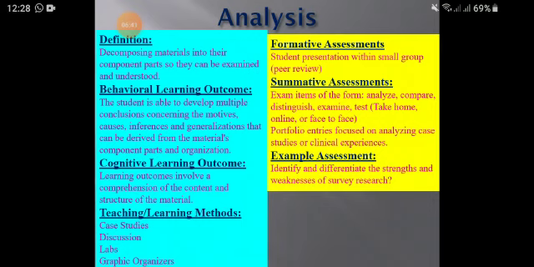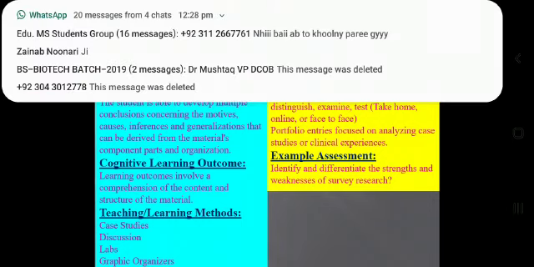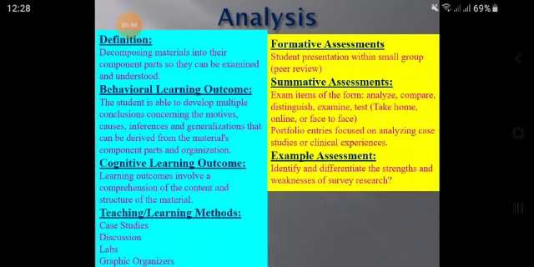Cognitive learning outcome here involves a comprehension of the content and structure of the material. So here we can say that this is also a higher level of understanding, higher level of learning. Teaching and learning methods here involve case studies, discussion, labs, graphic organizers. Now here we can say that the two-way teaching method is involved. The teacher is involved, and students are also very active at this stage.